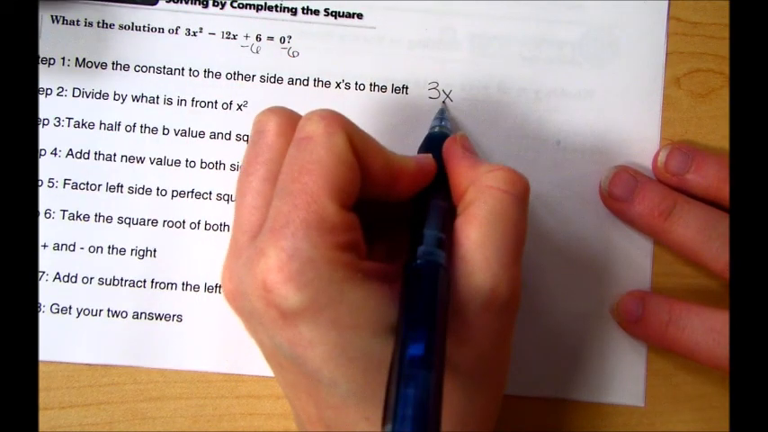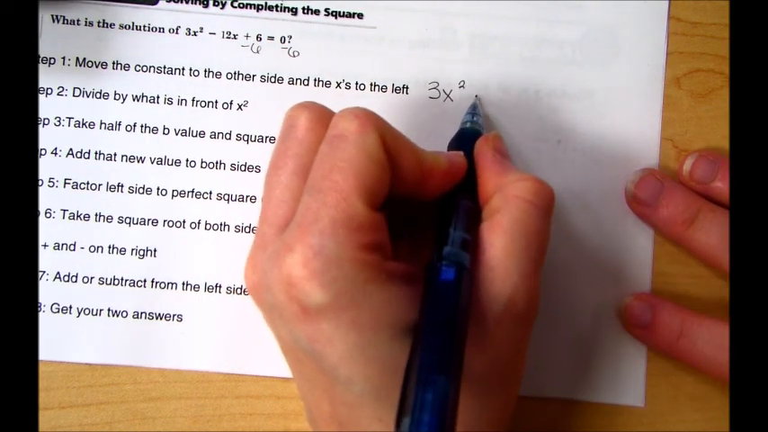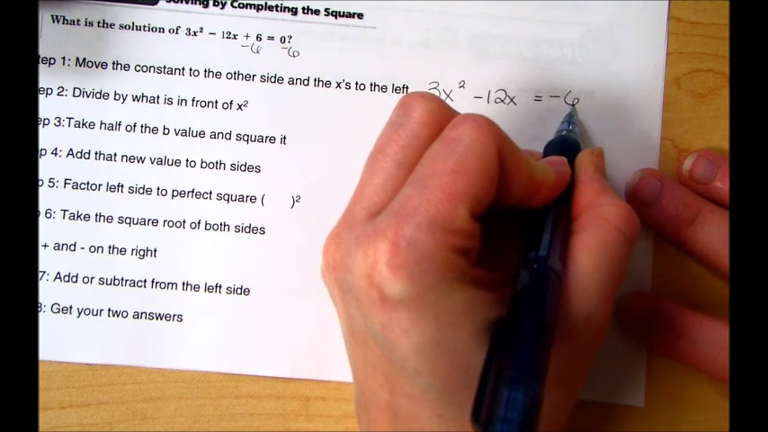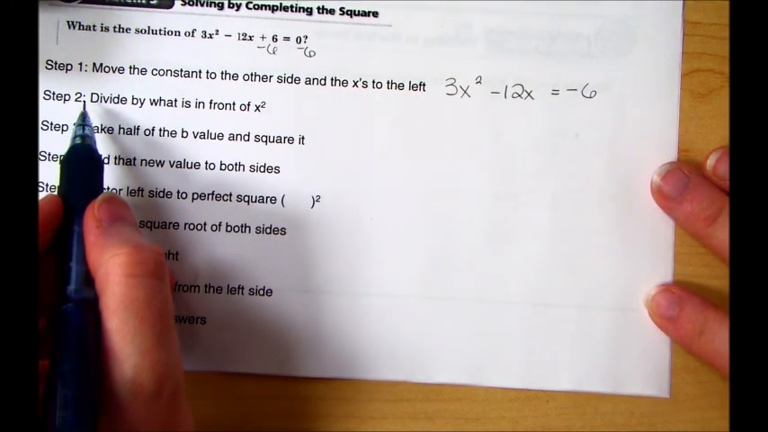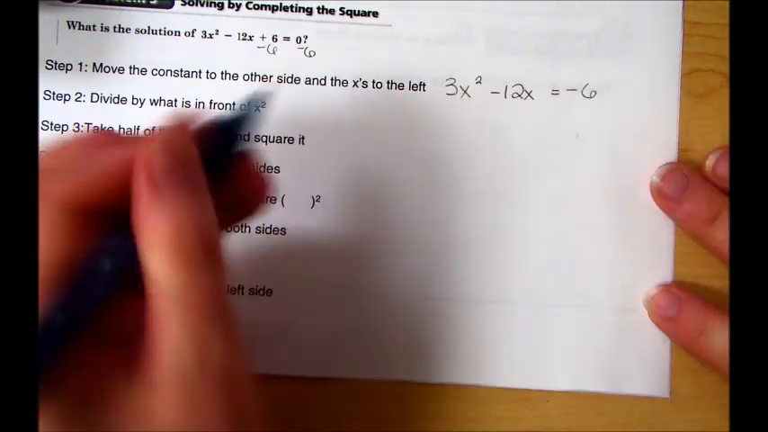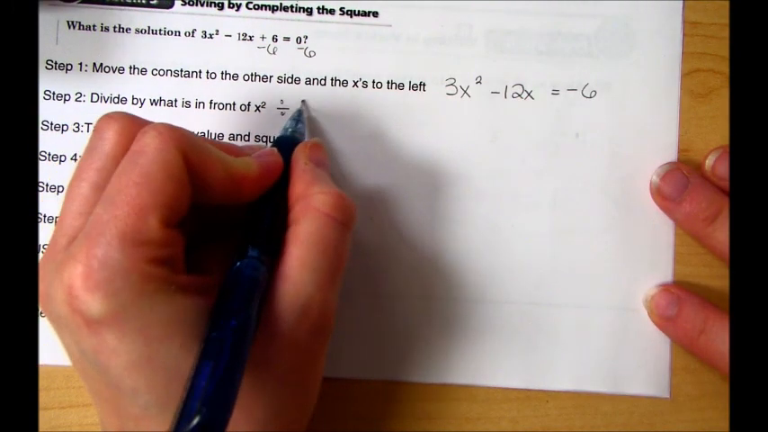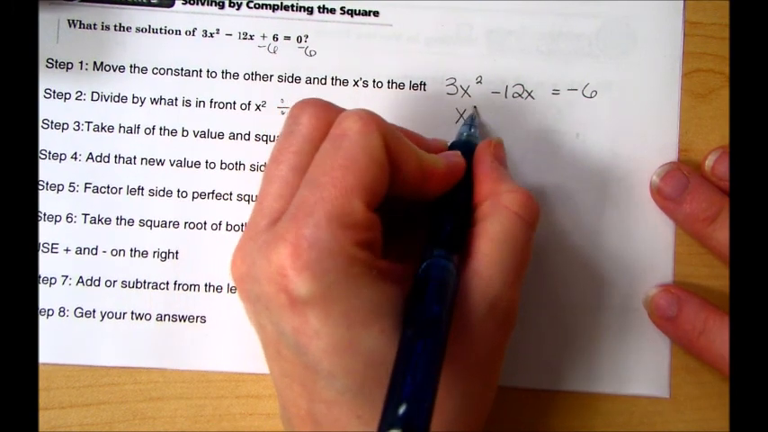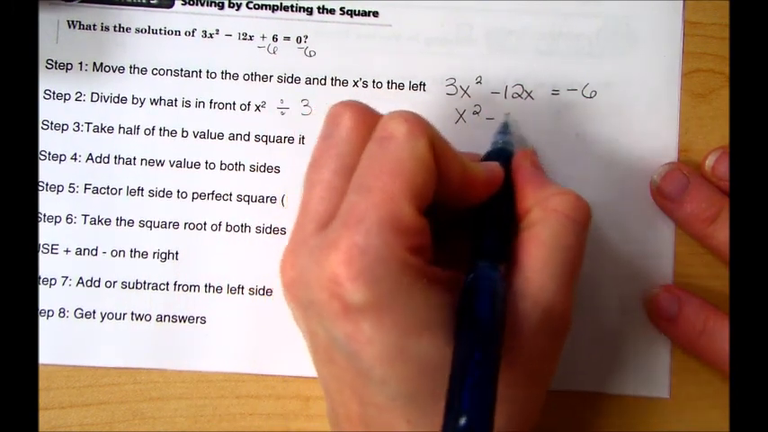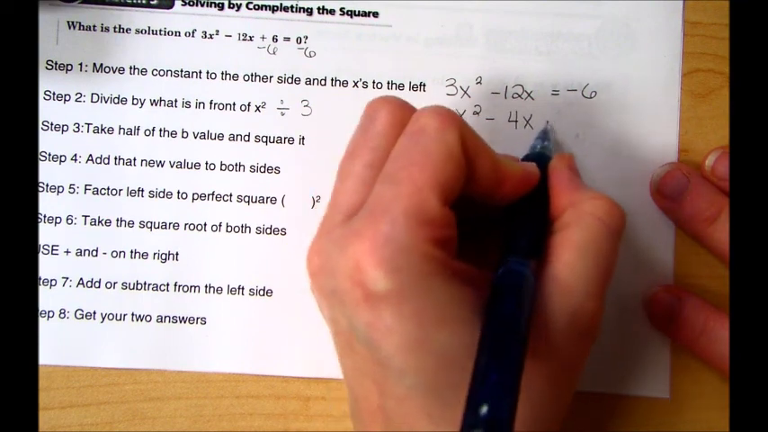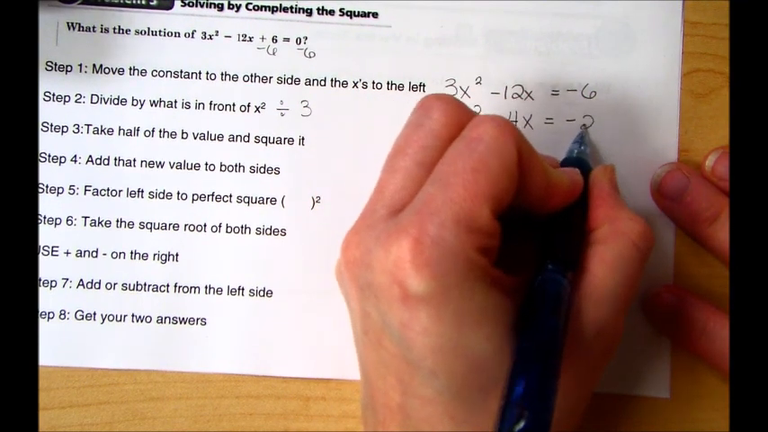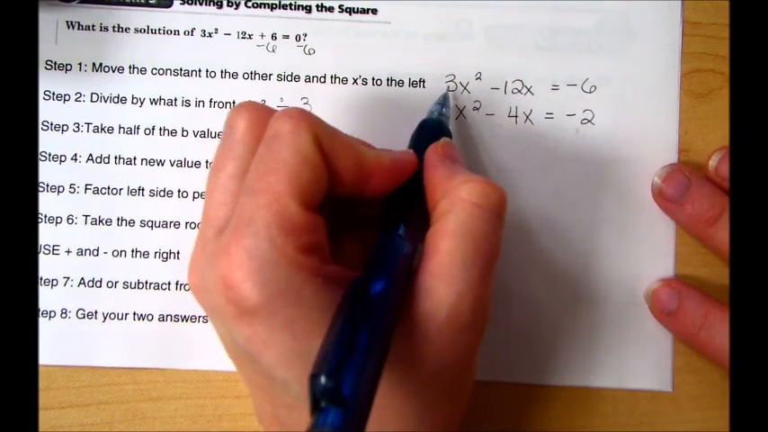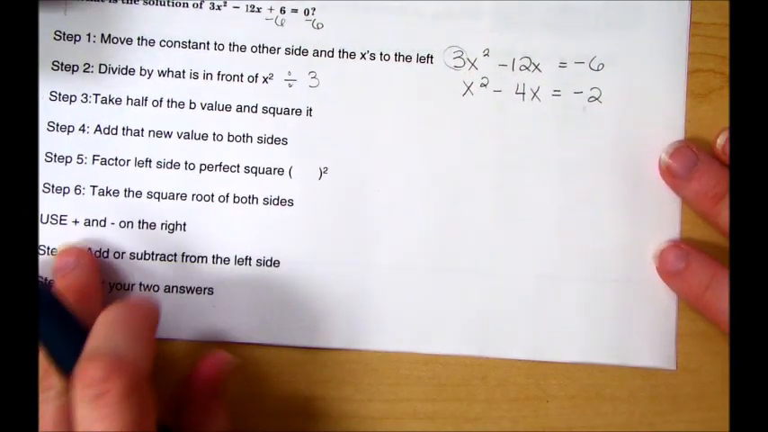I'm going to try to stay out of your way with my left hand. Minus 12x equals negative 6. Step 2, and this time we actually have a number. We have to divide, in our case, by 3 because that's the number in front of x. So that's going to be x squared minus 4x equals negative 2. So I had to divide by 3 because there was a number in front of x squared.